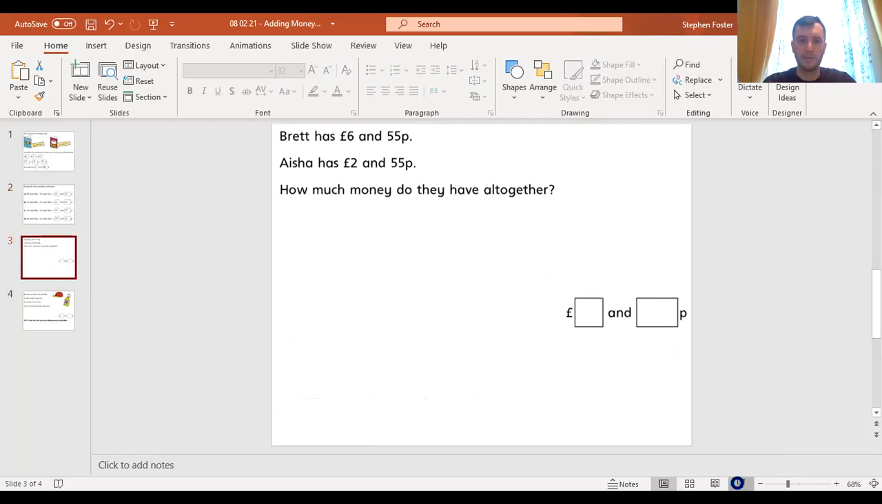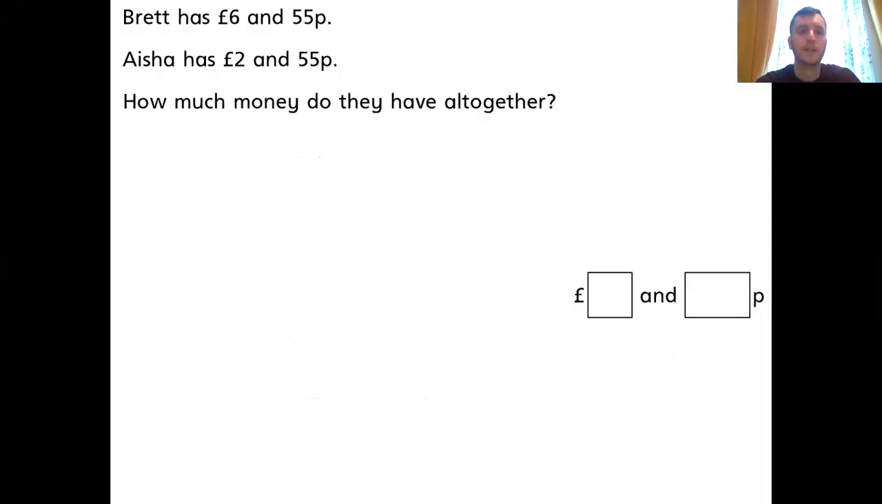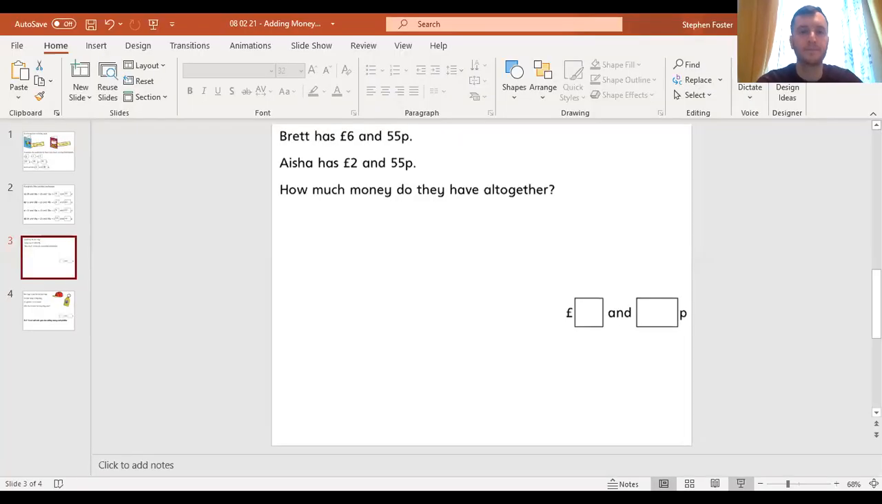Next question. Let me make it a bit bigger so you can see it more clearly. Brett has £6 and 55 pence. Aisha has £2 and 55 pence. How much do they have all together? Again, I'll start with my pounds, then do my pence. Again, you might have some regrouping with that pence again. As always, pause the video, have a go, and we'll work through it again in a moment.